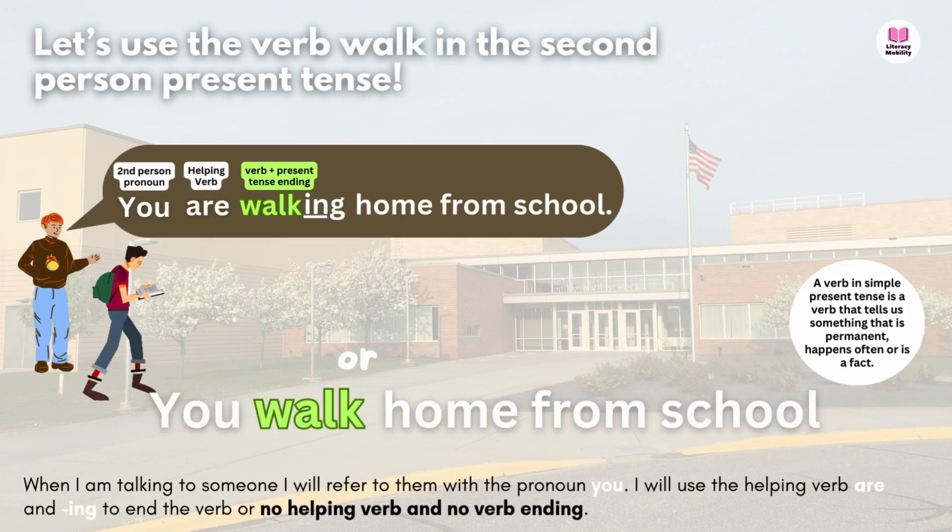Let's use the verb walk in the second person in present tense. You are walking home from school. When talking to another person and you refer to them, use the pronoun you, the helping verb are, and the verb ending ing. If you are stating something that is permanent or happens often, you can simply say, you walk home from school, with no helping verb and no verb ending.